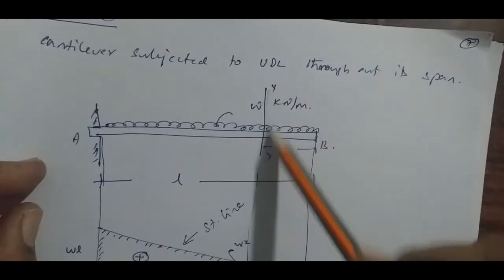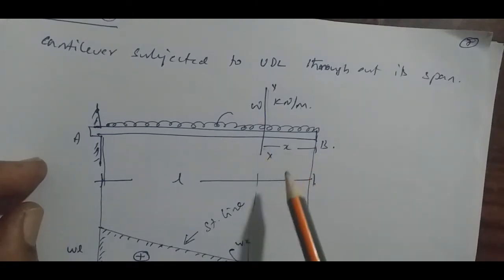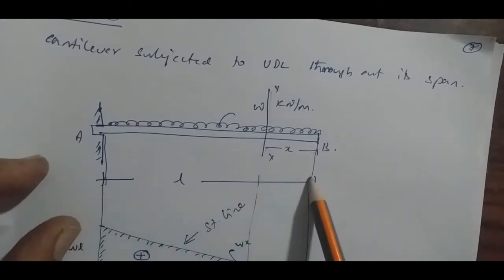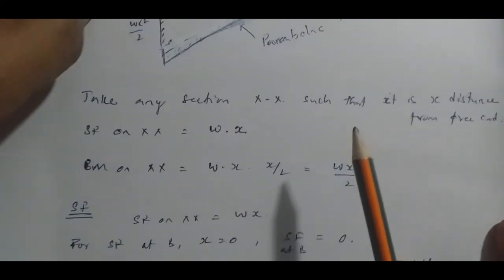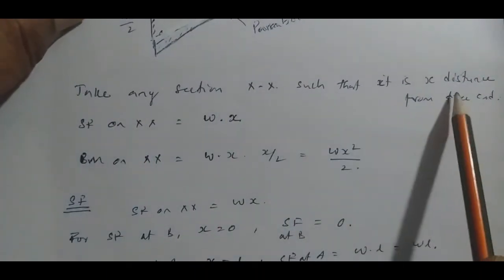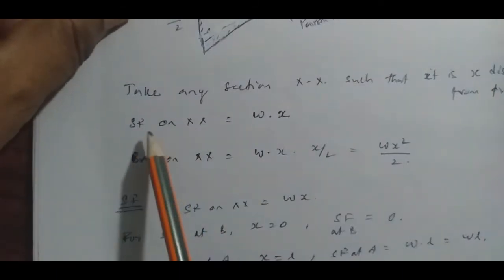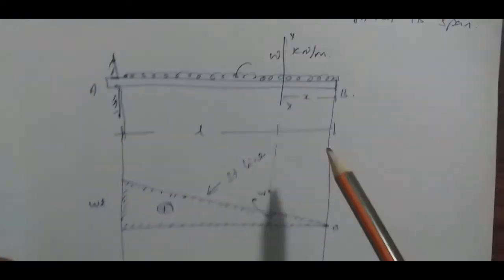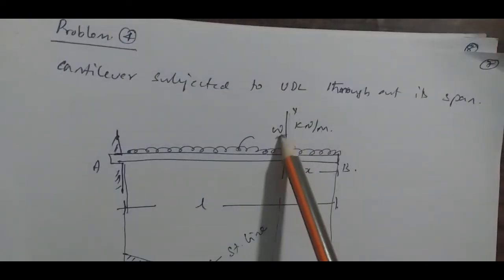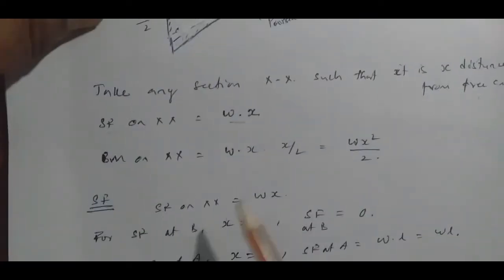Take any section XX such that it is X distance from the free end, from section B. The whole span is L. Now, for the shear force calculation, take any section XX at distance X from the free end. The shear force on XX is given as W into X. So the value of the load intensity is W, and this length is X. So this is W into X.